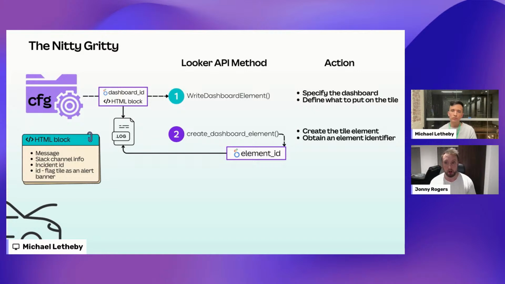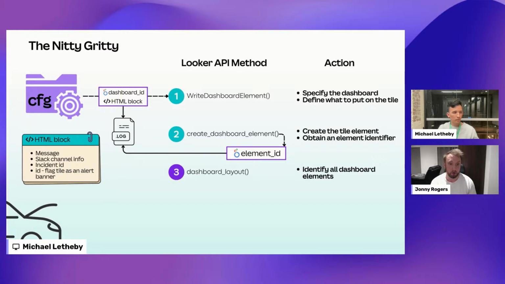Next, we call the create dashboard element method, which writes it to the dashboard. And importantly, this element that we create has an element ID property. This also gets passed to the log because we need this ID if we want to update or remove the banner at a later date. Next, when we create this banner, it actually by default gets created at the bottom of the dashboard, so it won't really do its job down there. So we need to move things around.